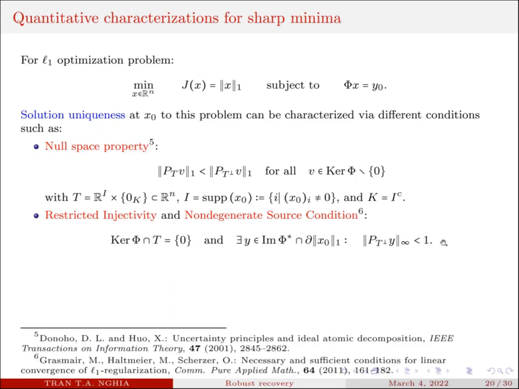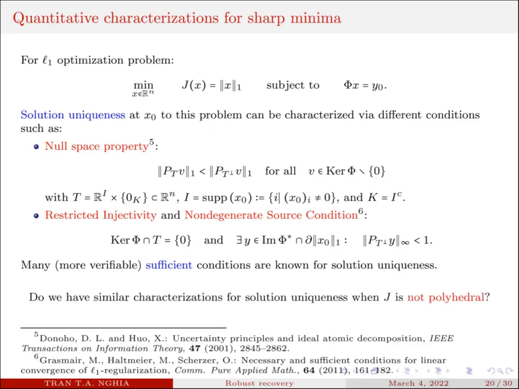But after those two conditions, a lot of works try to generalize them for the case of non-polyhedral norms. But they only have sufficient conditions. Only sufficient conditions, and we also wonder what happens. Do we have a similar characterization for solution uniqueness when J is not polyhedral? The quick answer is it is possible, but it's not trivial.